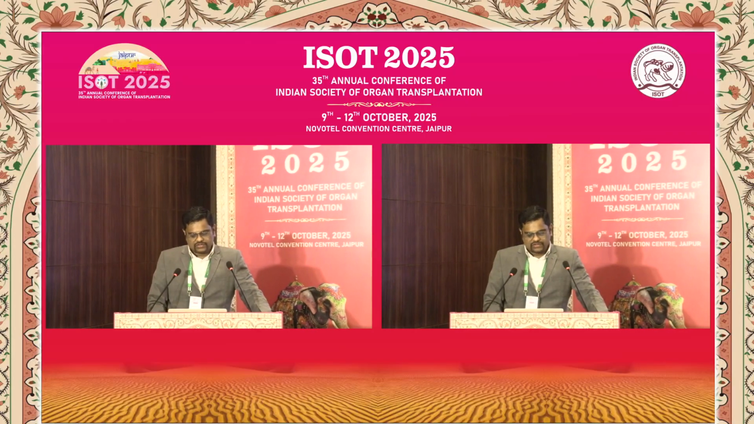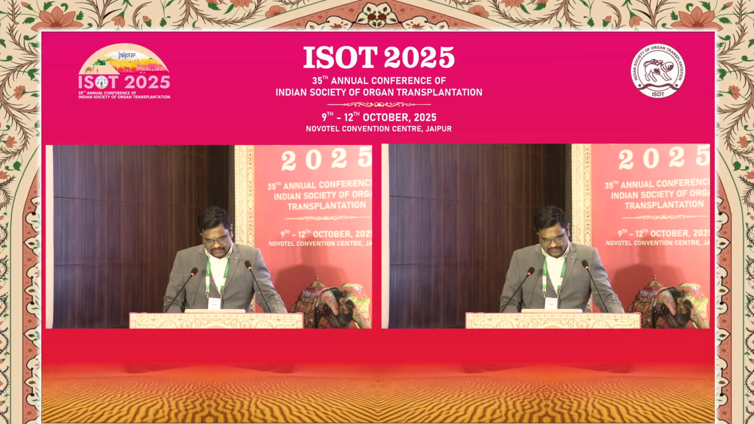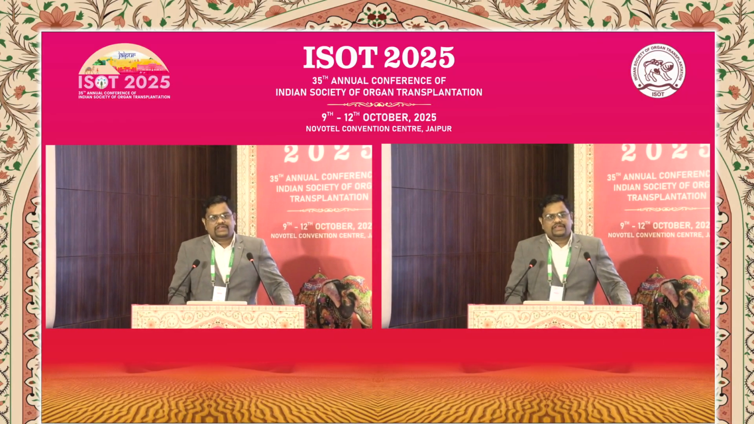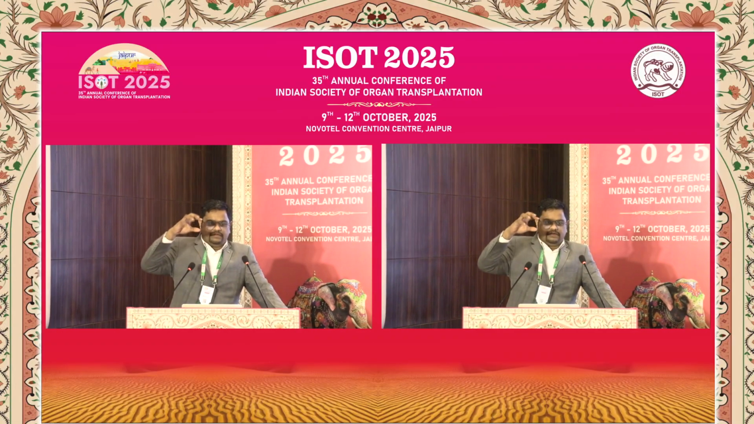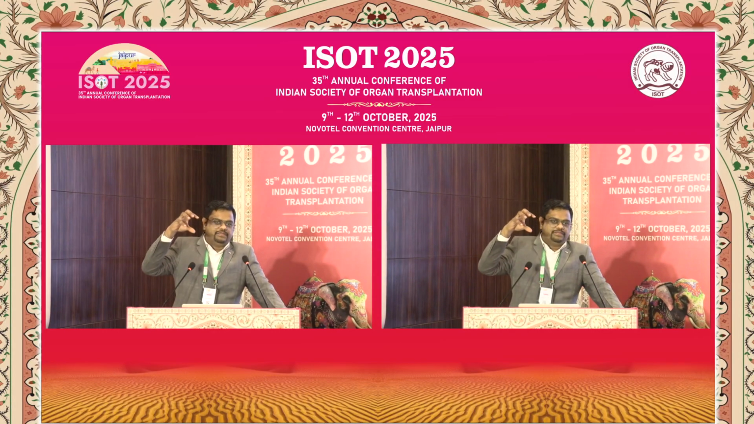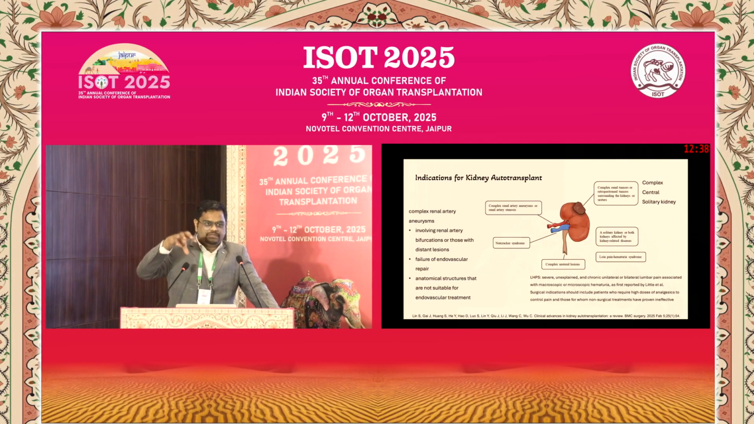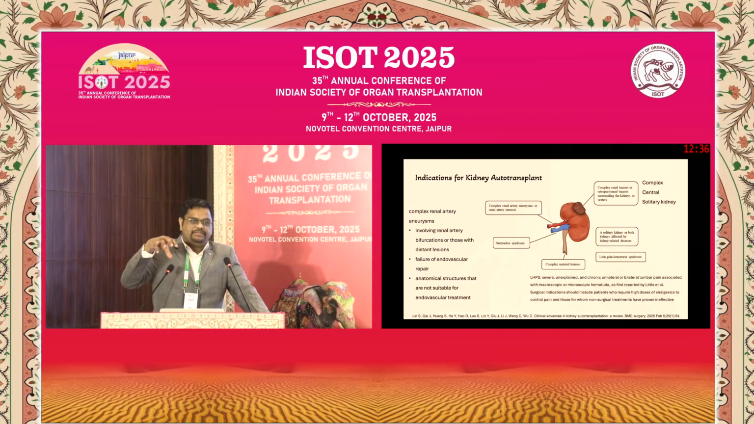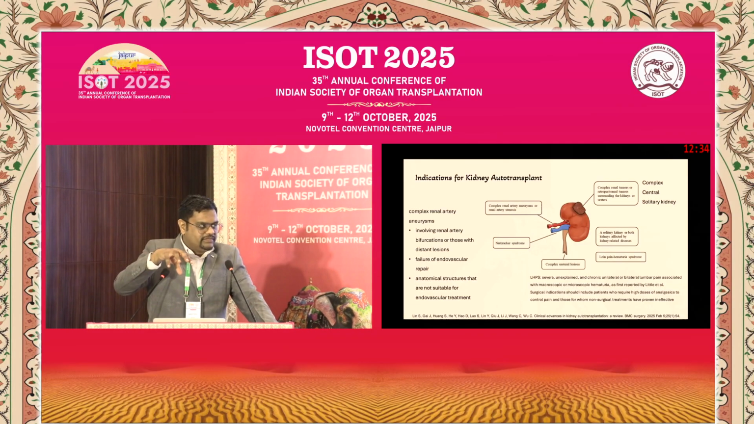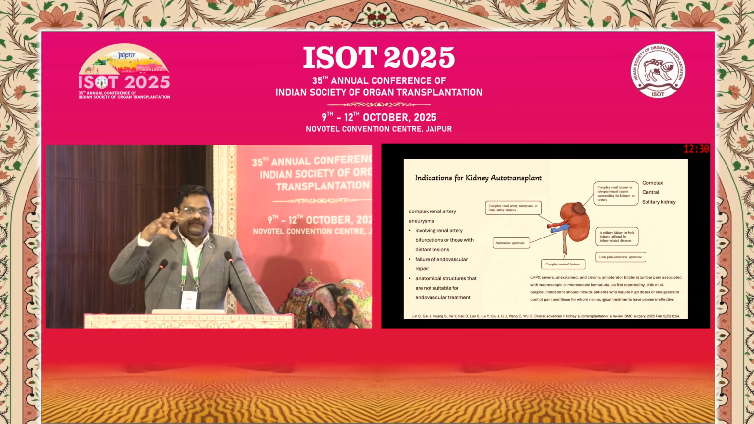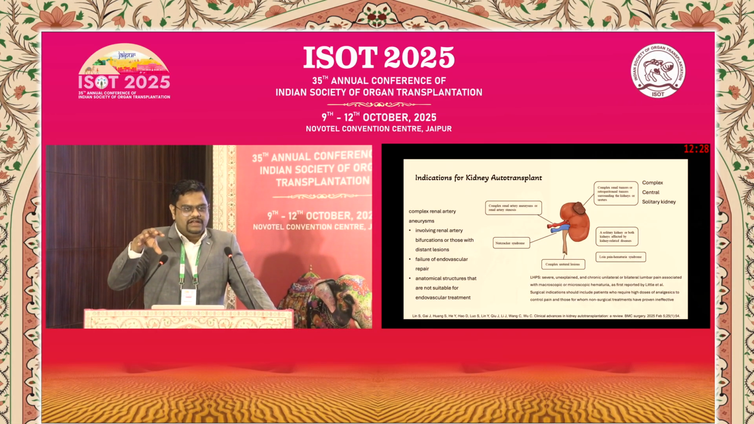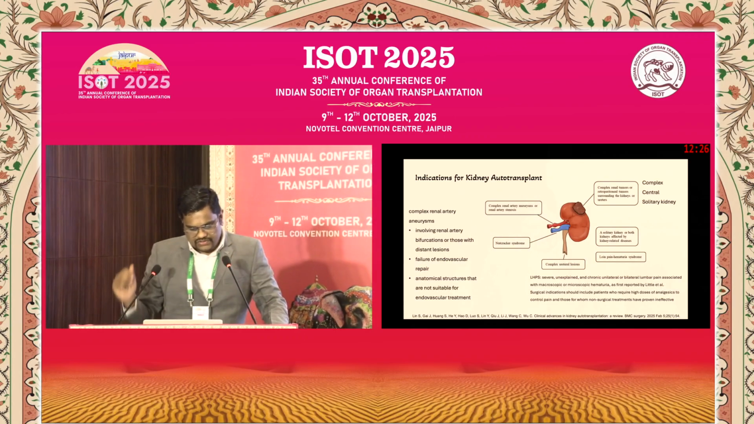So the topic is orthotopic and auto kidney transplant. Now, what is auto transplant? Auto transplant is where you remove a kidney of a person, you perform something on that kidney, and again implant the kidney on the same patient. The basic difference between auto transplant and orthotopic transplant is that there is no immunosuppressant required in auto transplant, but orthotopic will require immunosuppressants.